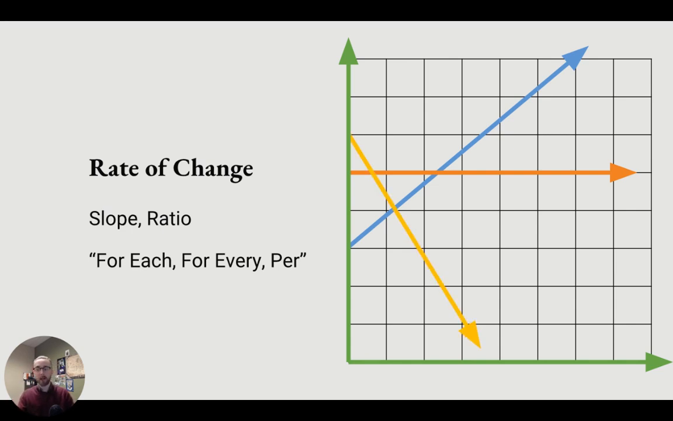Or it can be negative. I can be going down as I move from left to right, like that yellow line. That would be, I don't know, if you're driving in reverse or something. My example is falling apart, but rate of change describes how steep that line is, as well as whether it's positive or negative or totally flat.